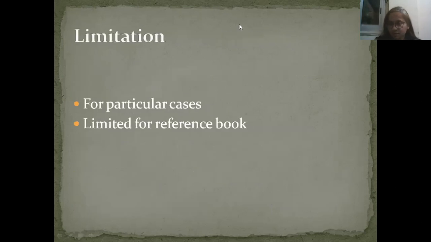Now, if we are using a clinical repertory, we should know the limitation as well. The limitation is just one thing, that they can't be used for every case. You have to use them for particular cases, and their use is limited to a reference book. Not in every case or in day-to-day practice can you use those repertories, but whenever you need clinical repertories, they are immensely helpful.